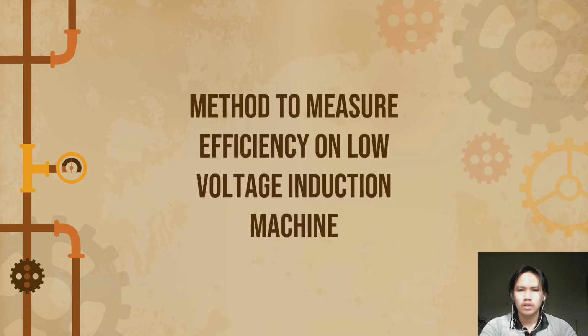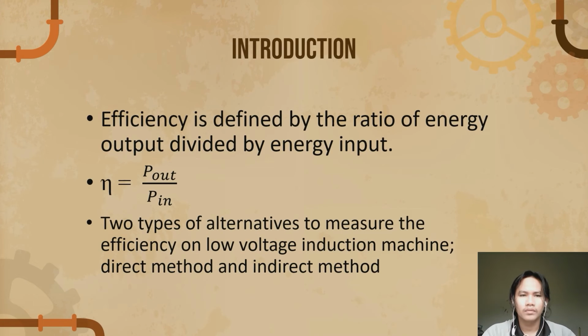Bismillahirrahmanirrahim. Assalamualaikum warahmatullahi wabarakatuh. My name is Amirul Anas bin Shahmah and I will present to you the methods to measure efficiency on low voltage induction machines. To start, first thing first, we need to know what efficiency itself means. Efficiency is defined by the ratio of the energy output divided by the energy input. There are two alternatives that we observe to measure the efficiency on low voltage induction machines, which are the direct method and the indirect method.